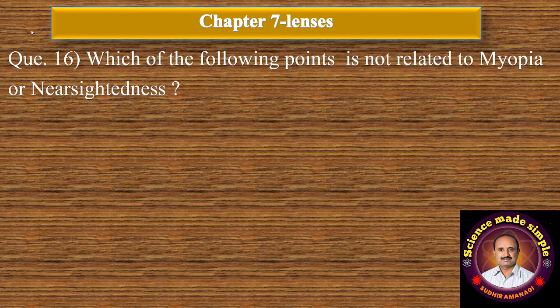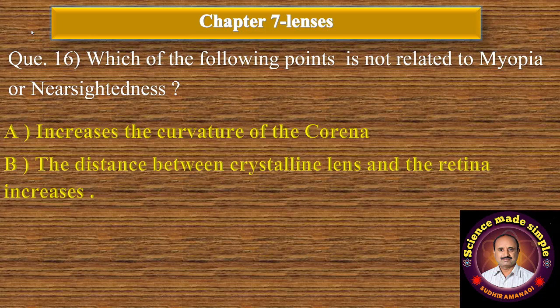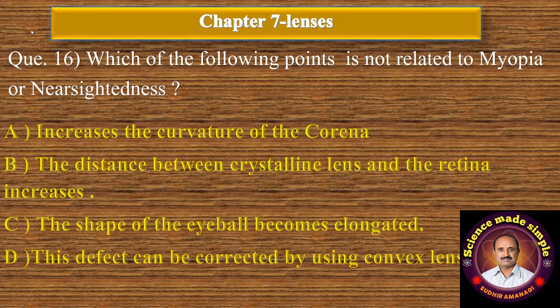Question number 16. Which of the following points is not related to myopia or nearsightedness? A option, increases the curvature of the cornea. B, the distance between crystalline lens and the retina increases. C, the shape of the eyeball becomes elongated. And D, these effects can be corrected by using convex lens. The correct answer is option D, it is not related to myopia.